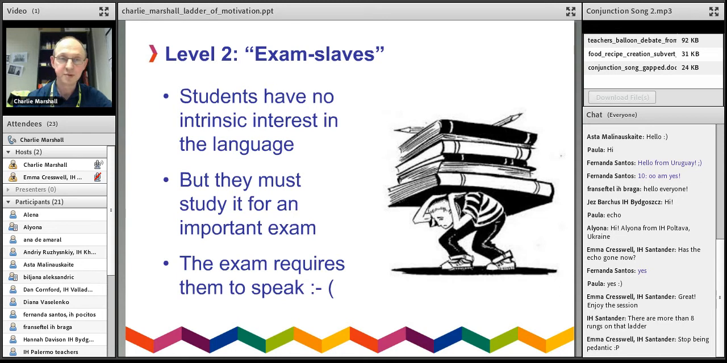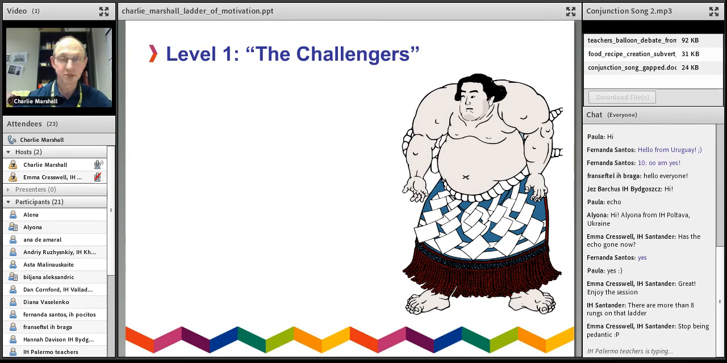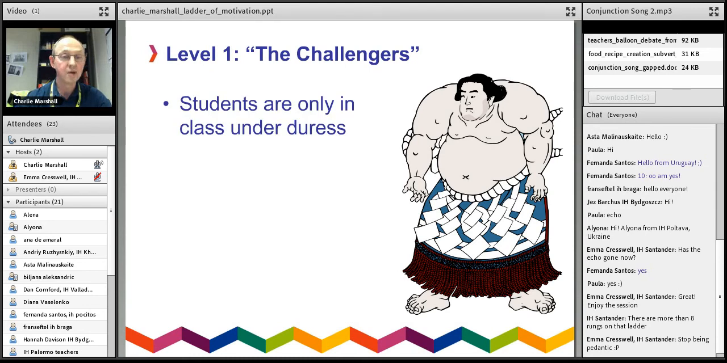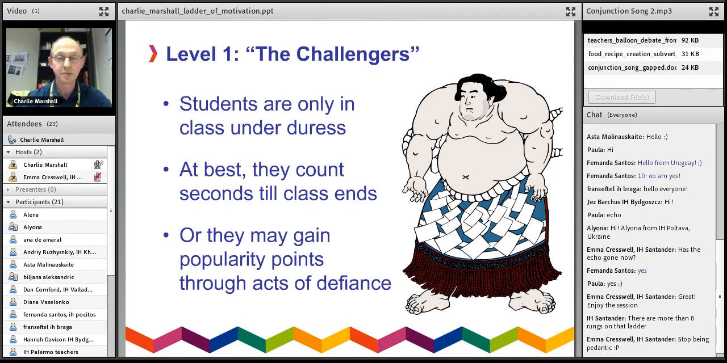Okay, and now the final group, the final level, who I'm referring to as the challengers. I was told I'm not allowed to call them a zoo class, so these guys are the challengers. And maybe you should imagine that you're going into class to face a sumo wrestler, because these people don't want to be in your lesson at all. They are only in the class under duress. At best, they count the seconds till the class ends. That's on a good day, because on a bad day, they may turn against you, and they may gain popularity points with their mates through acts of defiance, and that is a problem.